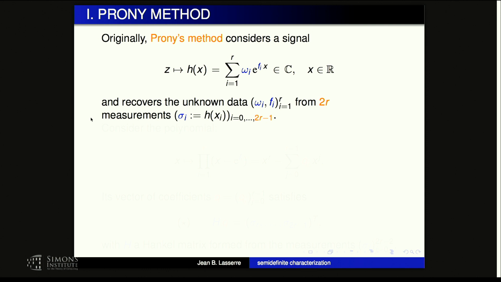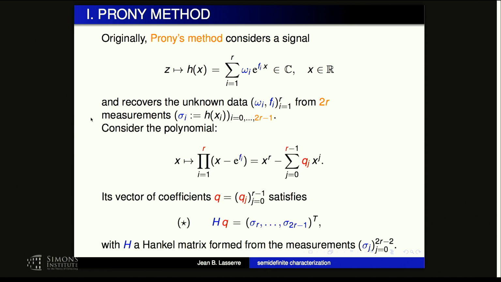There is a well-known method for doing this, called the Prony method, which is a very old method. It was usually designed for recovering an atomic measure. Suppose you have a function h of x, which is given like this: finitely many exponentials with weights w_i. The unknowns are w_i and the frequencies f_i. You want to retrieve the w_i and f_i given some evaluations of h(x) at some points.